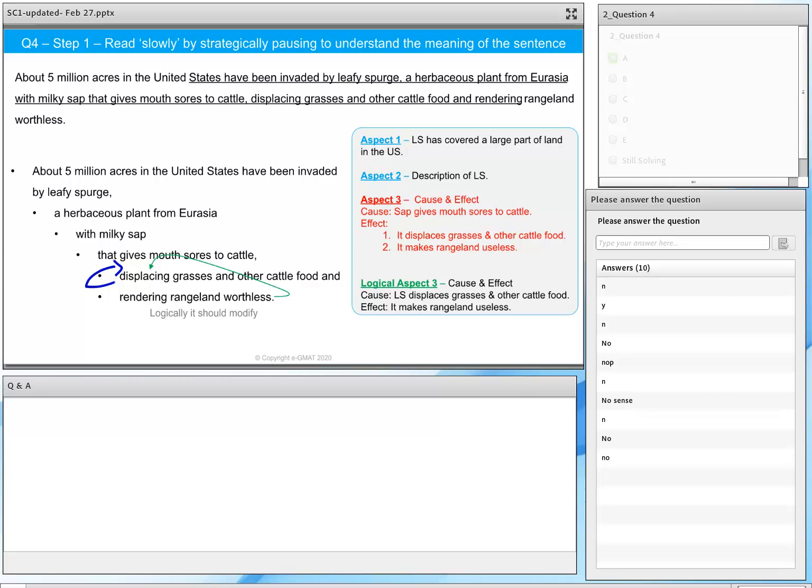Let's see some more. Show me some enthusiasm. This is the last question. We are not going to hold you back for longer. Okay, yes. So most of you are saying that it does not make sense.